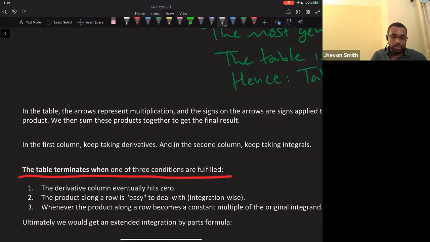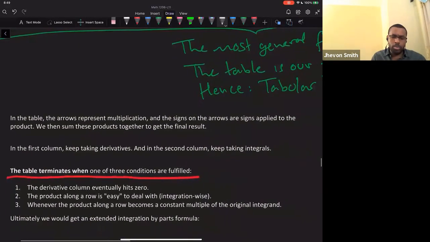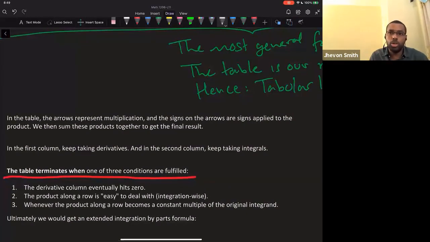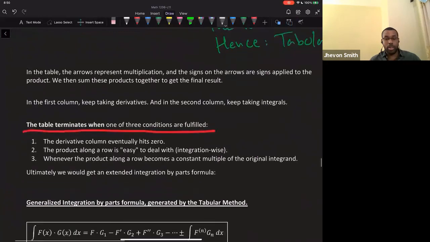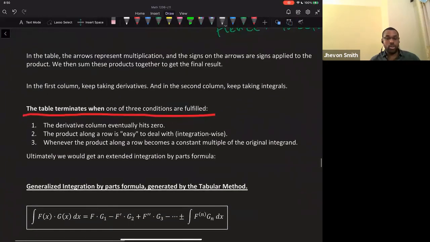The third thing is whenever you end up with a row that becomes a constant multiple of the original, right? This is what would happen in an e to the x sine of x situation. Eventually you're going to get to a row where it's a constant times e to the x sine of x. Perhaps 1 is a constant. You'll get exactly the row back. And ultimately you'd use this extended integration by parts formula. So that's the general formula.